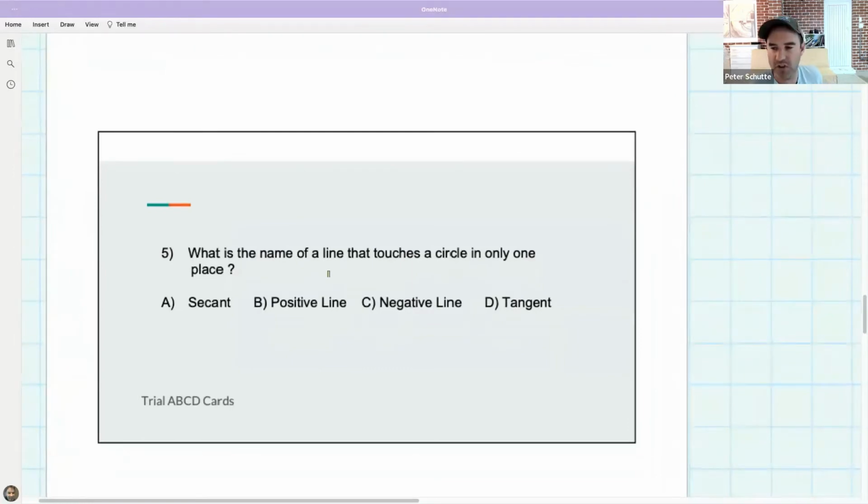So when we deal with circles, what is the name of a line that touches a circle in only one place? Put your answers in the chat, please. We're only going to do 7 of these. So it's all about getting the vocab going. What is the name of a line that touches a circle in only one place?